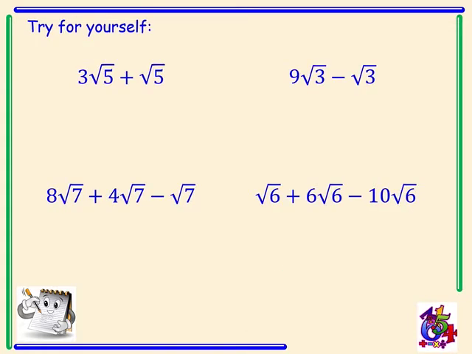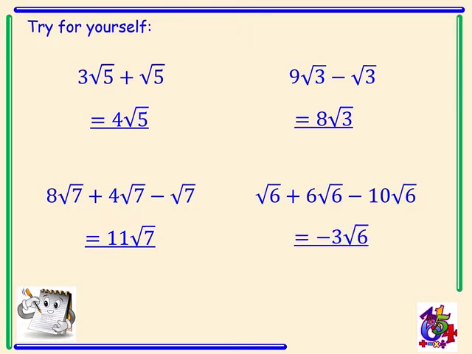Now try these examples on your own. Please pause the video. So 3 root 5 plus root 5 will give us an answer of 4 root 5. 9 root 3 take away a root 3 is 8 root 3. 8 root 7 plus 4 root 7 and then take away 1 root 7 is 11 root 7. And 1 root 6 plus 6 root 6 is 7 root 6, but then I'm taking away 10 root 6, which will leave me with minus 3 root 6.